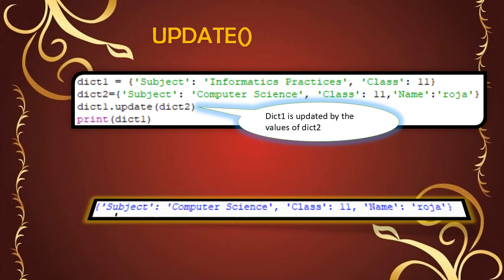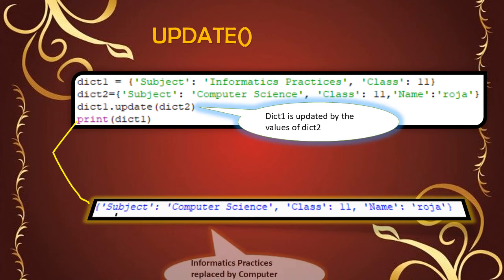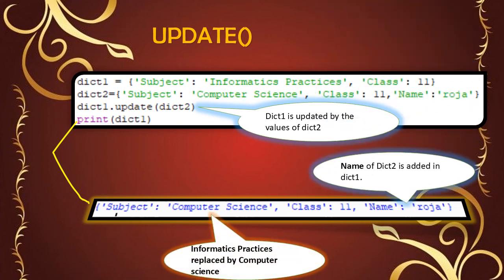So after updating, we print dictionary 1. Now see that the informatics practices value is changed into computer science. At the same time, the name Roja is included in dictionary 1. That means even if the key is not present, it will also be added through the update function.